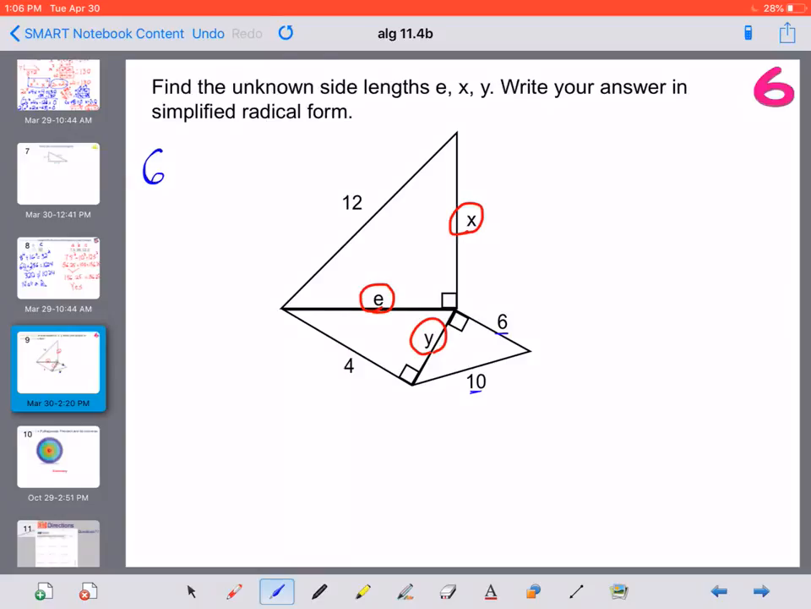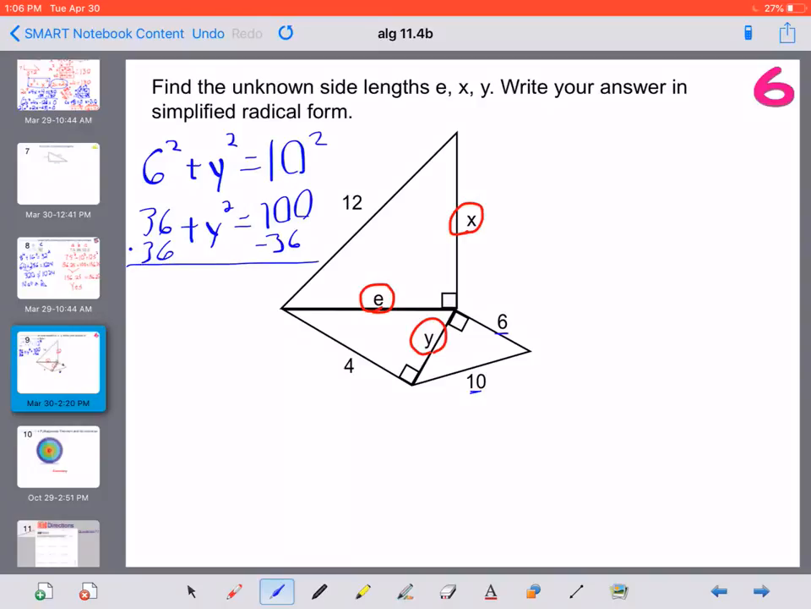I'm going to use 6 and 10 to find y. I'm going to say 6 is my a, so 6 squared, plus y squared, because we don't know what that is, but we do know what the hypotenuse is, and that's 10 squared. So 6 times 6 is 36, plus y squared equals 100. Subtract 36. And we get y squared equals 64. Find the square root of that. And we get y equals 8. So we know y equals 8.